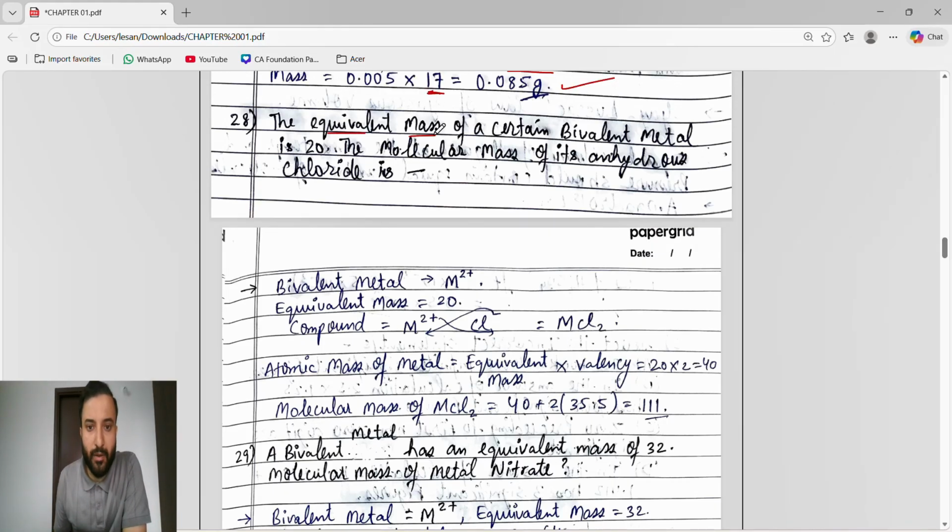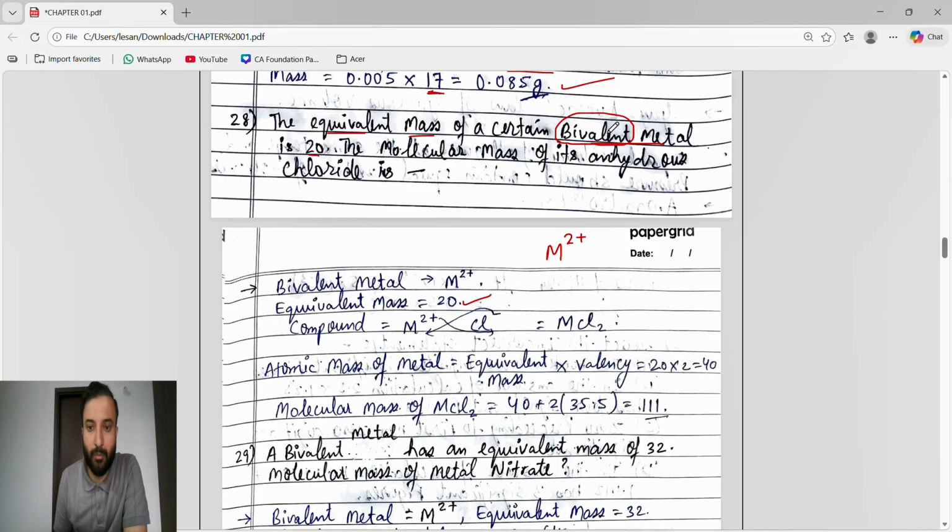They said the equivalent mass of a certain bivalent metal is 20. So what is given, guys? Equivalent mass is 20. Now bivalent metal means I will take the metal as M. Bivalent indicates the valency: bivalent, trivalent, tetravalent. Bi means 2, so the metal has valency 2. And metal has a tendency to lose electrons, so it will be plus.